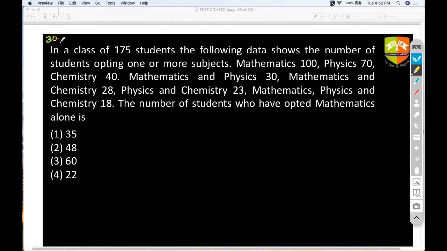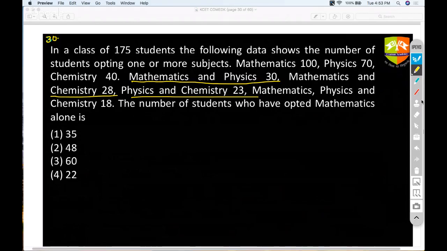Okay. So in a class of 175 students, the following data shows the number of students opting one or more subjects. Mathematics is 100, physics 70, chemistry 40. Maths and physics is 30, maths and chemistry is 28, physics and chemistry is 23. All of them is going to be 18.